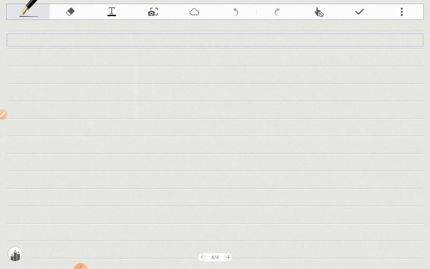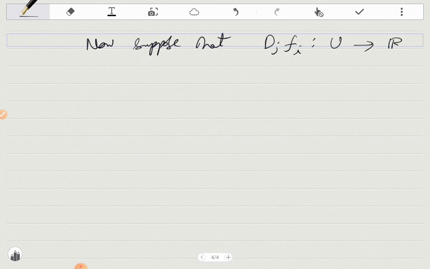For the other way around, so now suppose that D_j f_i from U to R is continuous for all suitable values of i and j.